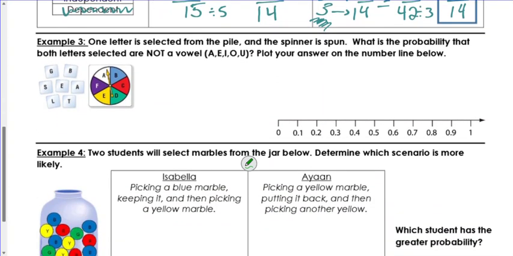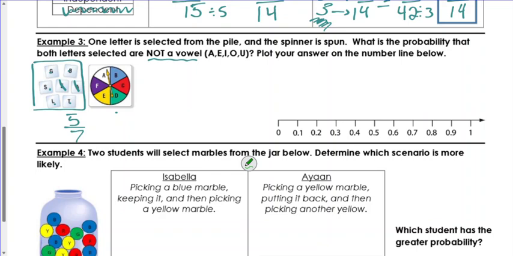And example 3, one letter is selected from the pile, so we're going to pick out one letter from here and spin the spinner. What's the probability that both letters selected are not vowels, not A, E, I, O, or U? I'm going to plot that on the number line. All right, so not A, E, I, O, or U. So the chance that we get something that's not a vowel there is 1, 2, 3, 4, 5 out of the total of 7.